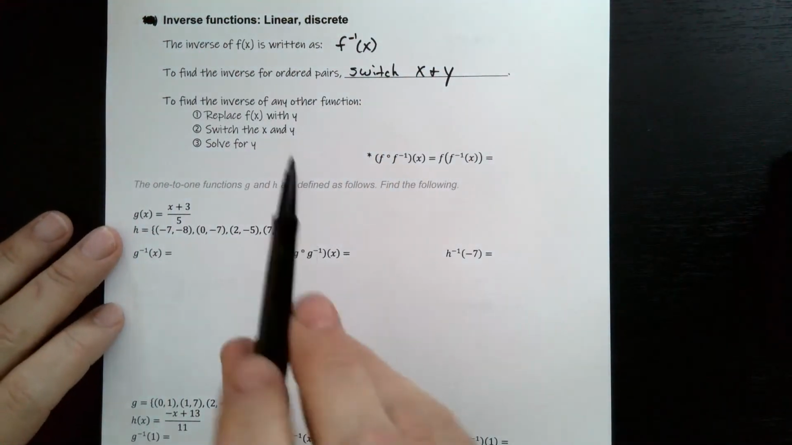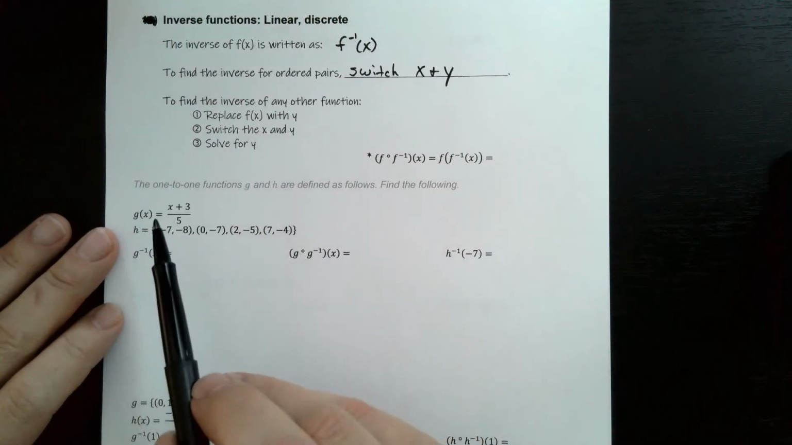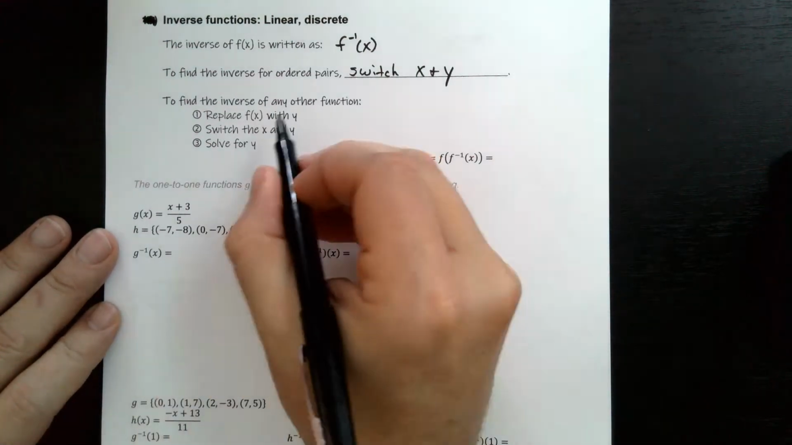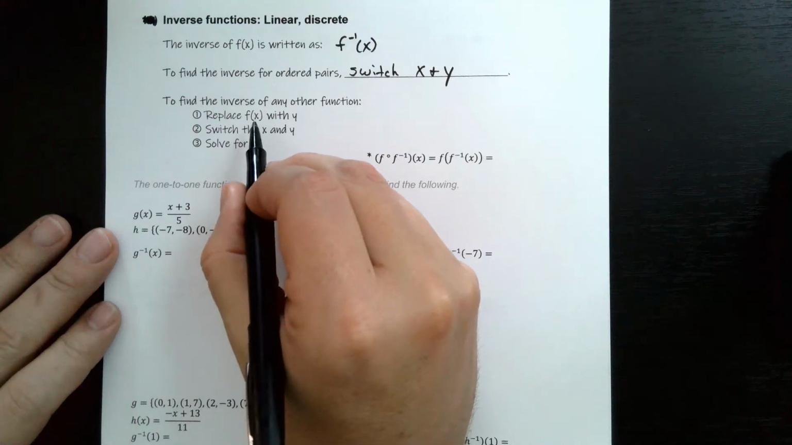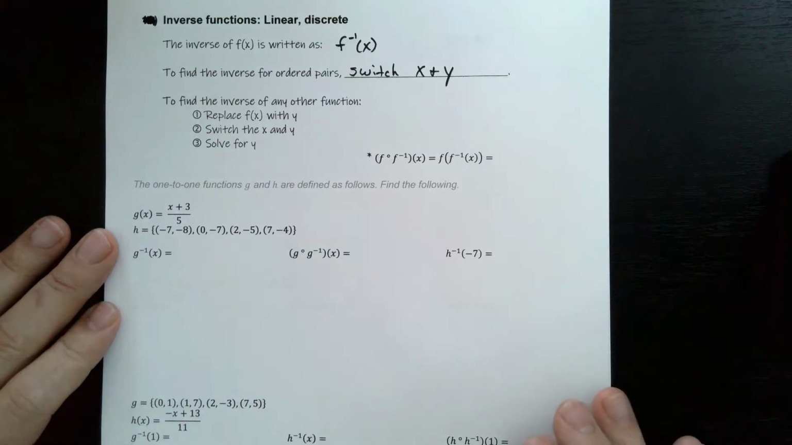Okay. Now, if you're given the inverse of any other function, f of x, or it could be written as g of x, or whatever letter you want, you replace the function notation f of x, g of x, whatever, with a y. You switch the x and y, and you solve for y.